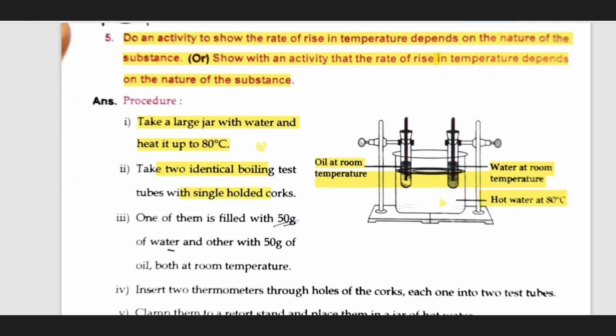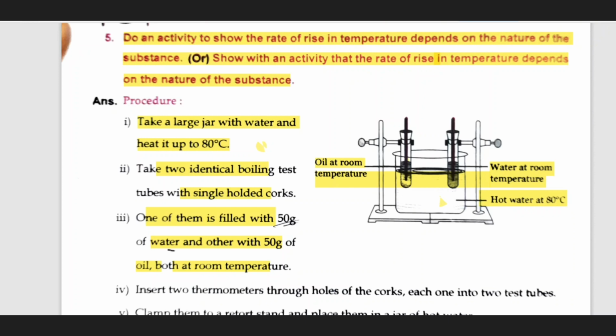So we are taking two test tubes having single hole corks. One of them is filled with 50 gram of water and the other is filled with 50 gram of oil, both at room temperature. So fill one with oil and one with water, which are at room temperature.